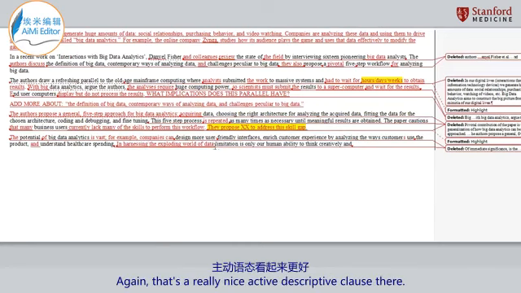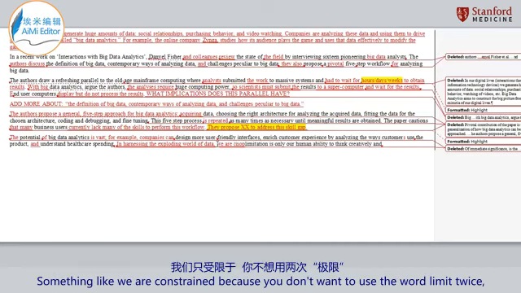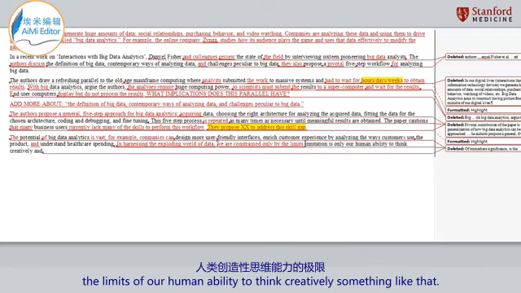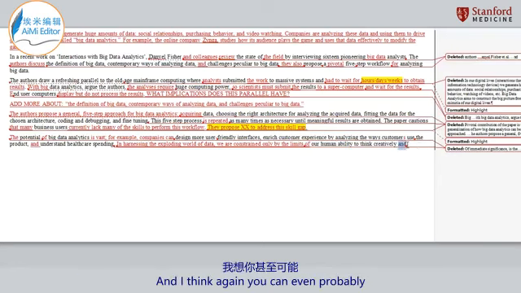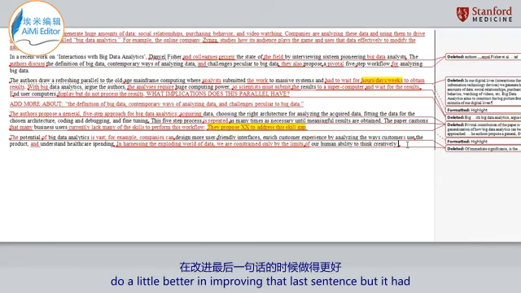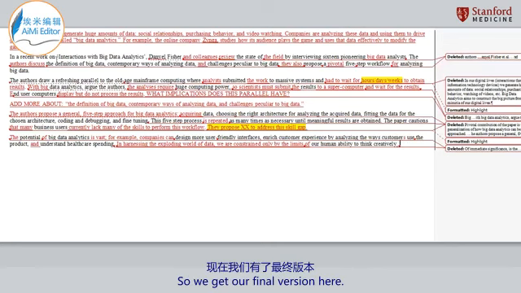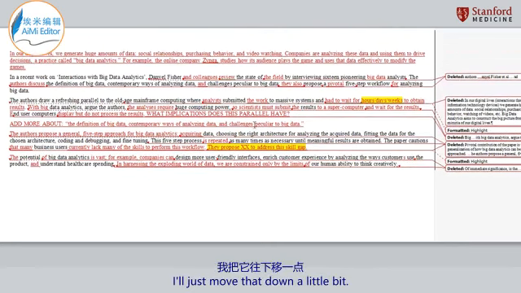Again, that's a really nice active descriptive clause there. Something like we are constrained, because you don't want to use the word limits twice. So we are constrained only by the limits of our human ability to think creatively, something like that. And I think, again, you could even probably do a little better in improving that last sentence, but it had a really nice idea, and it needs to be brought out a little bit more. So we get our final version here. I'll just move that down a little bit.